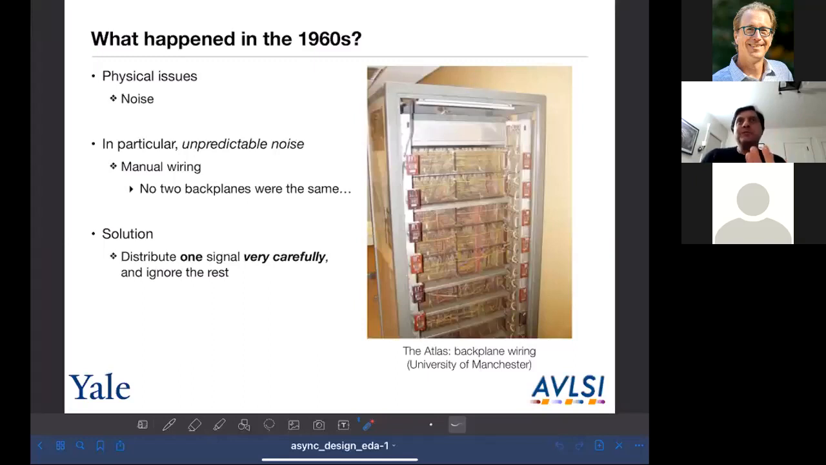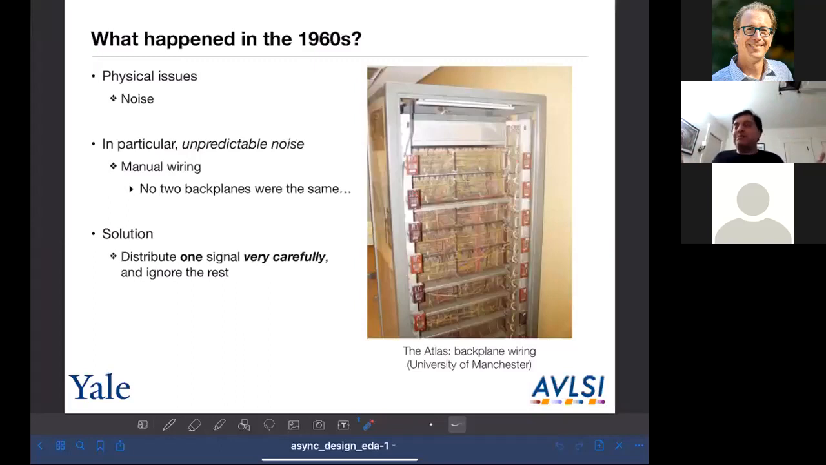Noise is an interesting thing. If you know about it, you can do something about it. The problem they encountered was unpredictable noise. To understand where unpredictable noise might show up in a computer system, here's a picture of the Atlas. This was one of the fastest computers in the world at the time, designed at the University of Manchester, and this was their backplane. These things were manually wired, which basically means that no two backplanes were the same, because they were wired by human beings and there were slight differences in the wires. So you had no idea where the noise was going to come from on any of your wires.